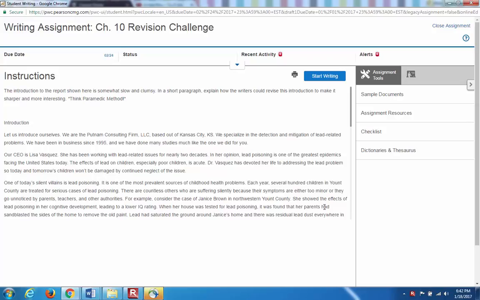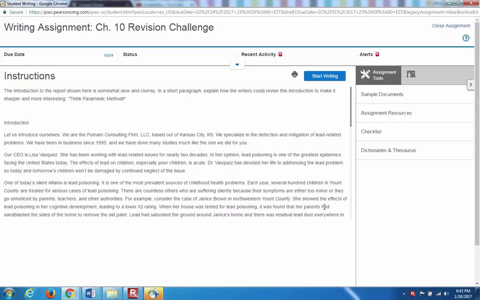The first thing you're going to do is check out the chapter 10 revision challenge, and it includes the introduction to a report, and I want you to explain how the writers could revise this introduction. There's two ways that you can go about this. You can rewrite it if you'd like to apply the paramedic method, or you can just write a short paragraph explaining what you would do if you were them.